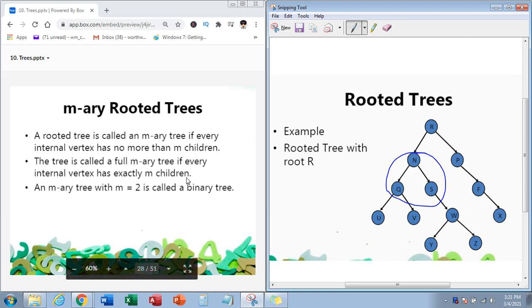If more than, this is an m-ary tree, if it has no more than m children. So this one is m-ary, because it has only one child. This one is full m-ary, and can also be called a binary tree.